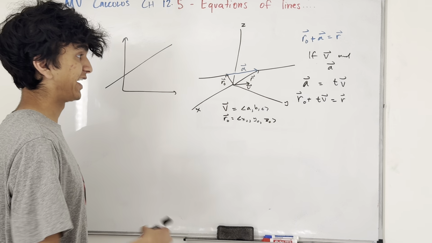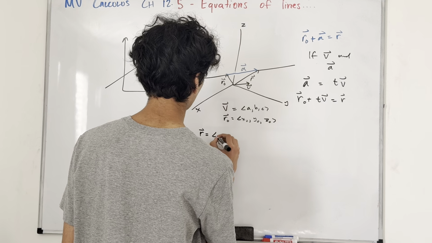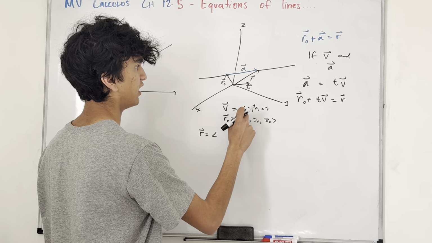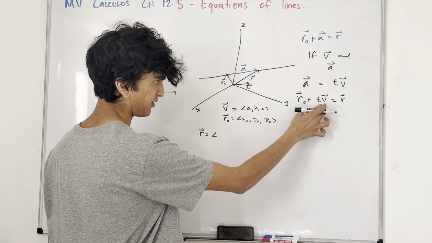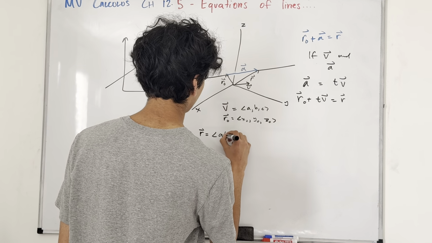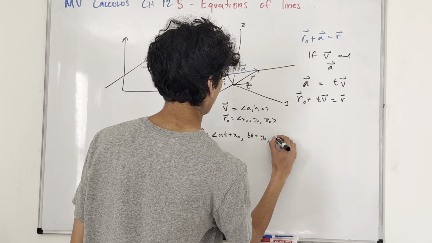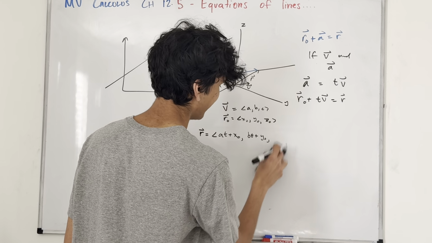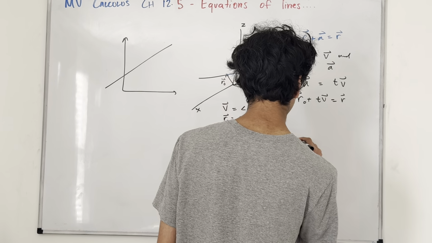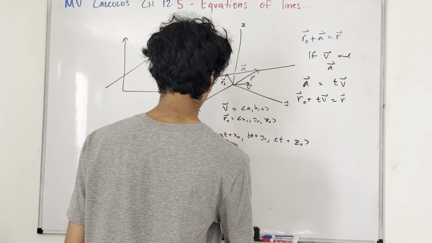So I can rewrite this: r is going to equal, when I'm adding vectors, I take the x component here, multiply by time, plus the x component of the initial vector. So a times time plus x initial, b times time plus y initial, and c times time plus z initial. So this is my vector equation of a line.